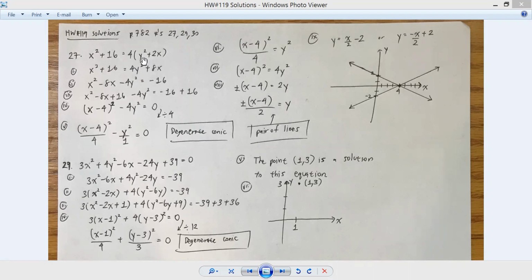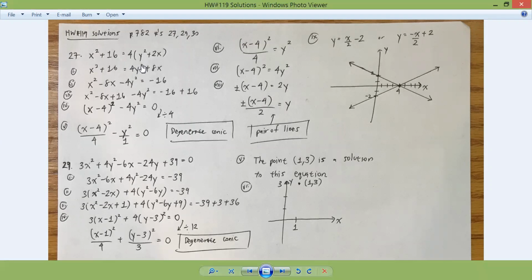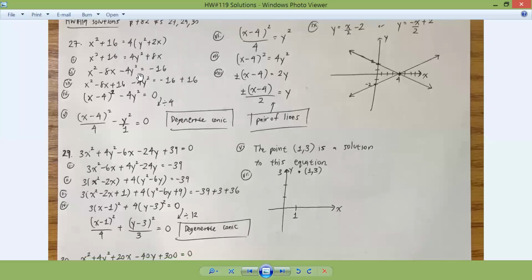So I'm going to multiply through by 4. You get 4y squared plus 8x. From there, I subtract 4y squared from both sides. And then I also subtract 8x from both sides. So just gathering the variables and then subtracting 16 from both sides. So yeah, just rearranging the terms. From there, I complete the square.